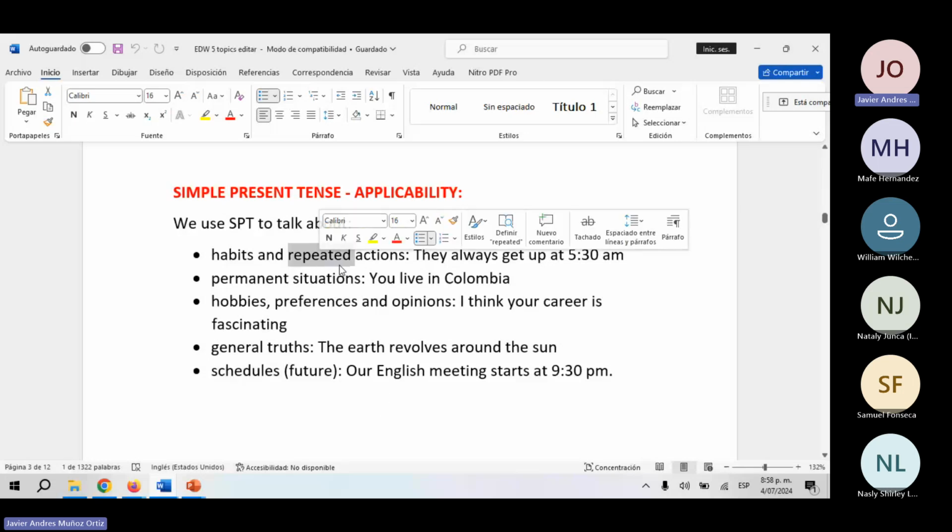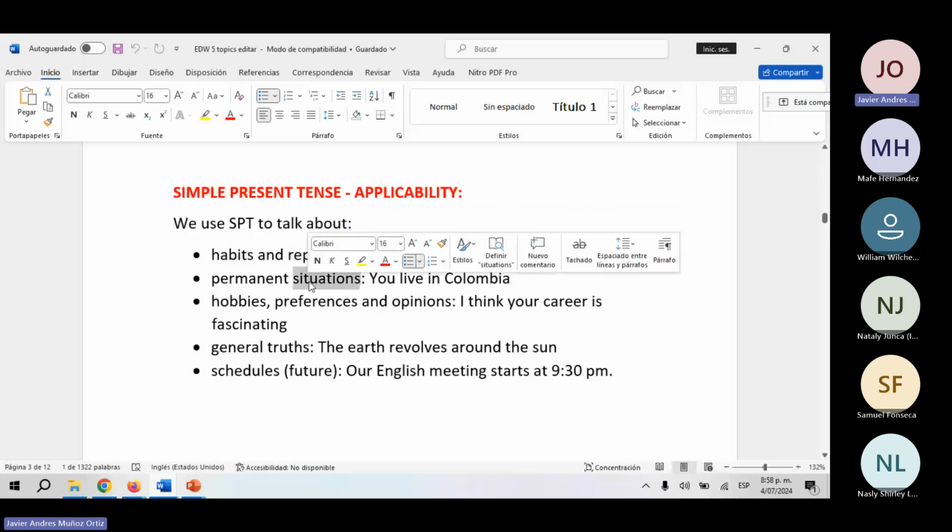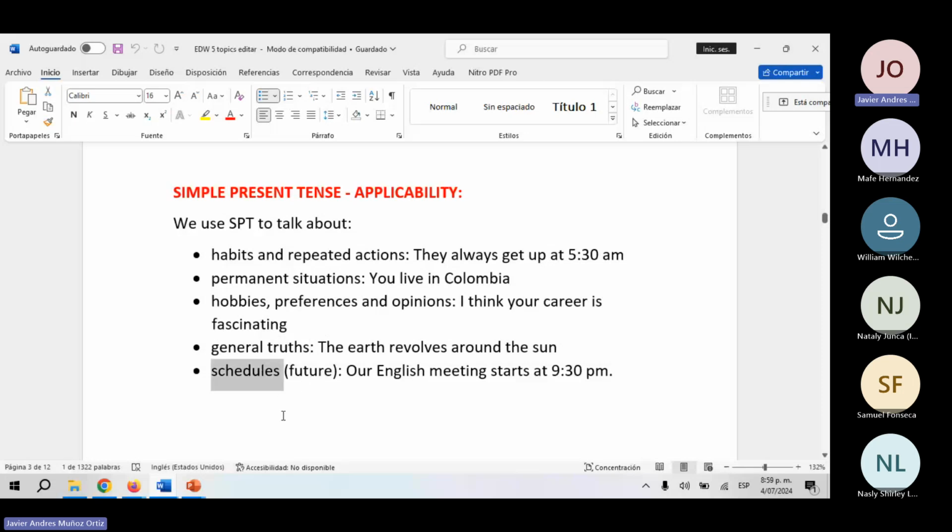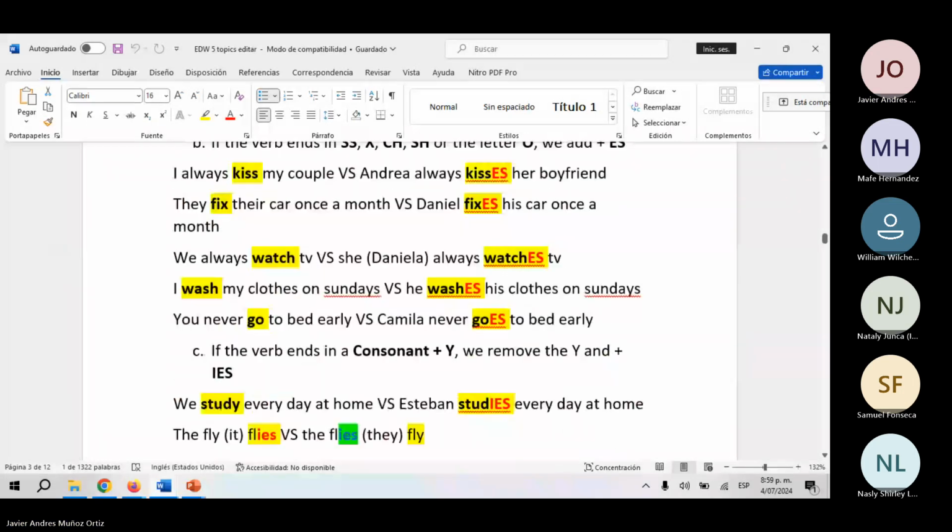To talk about repeated actions, to talk about permanent situations, to talk about hobbies, that's a permanent situation, to talk about general truths, something that's acceptable here in Colombia, in Brazil, in the Conchinchina. This is part of Vietnam, and I already gave you the homework. And finally, to predict the future. We can in fact organize these reasons in two: to talk about permanent situations in the present and to talk about predictions of the future. That's why we study simple present tense.